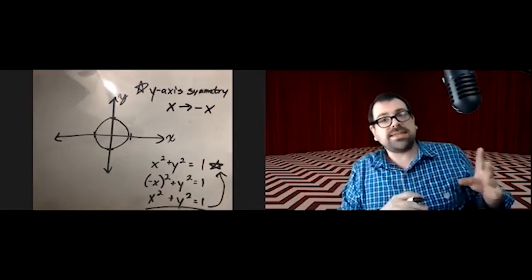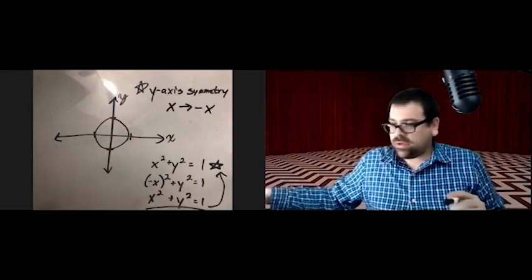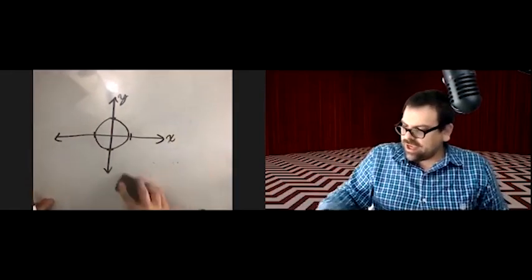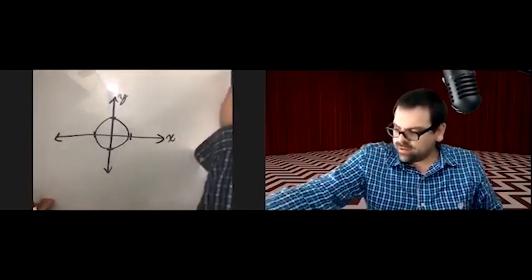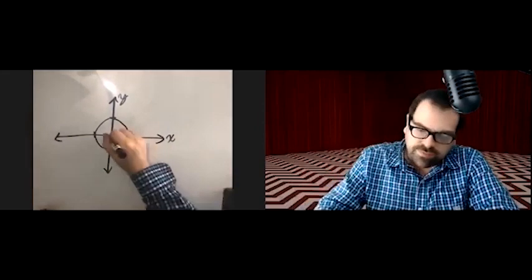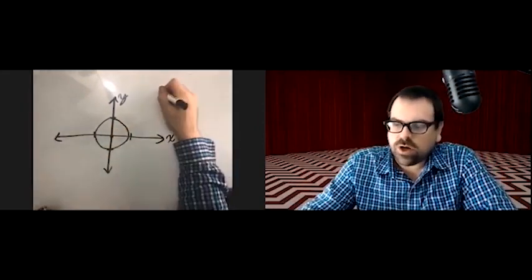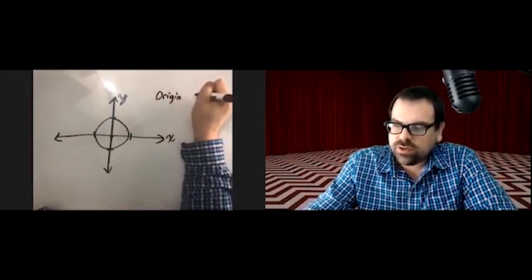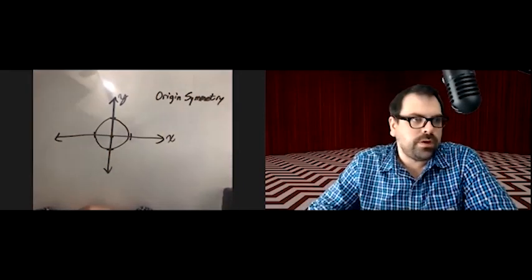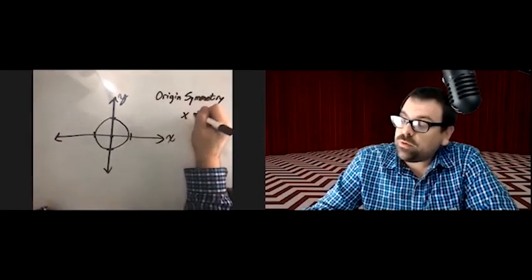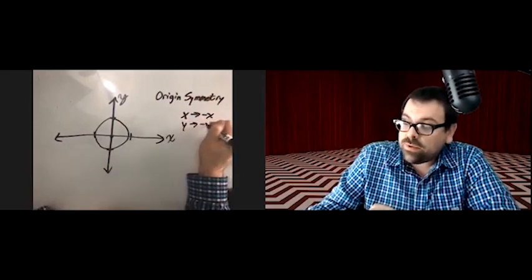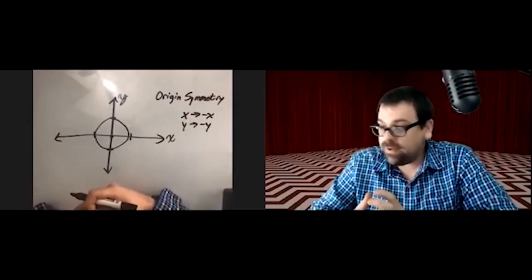So we talked about these two last time. There is a third type of symmetry. And you're thinking, well, there's only two axes. What else can we possibly be symmetric about? It's going to be this point right here. We're going to call it origin symmetry. And the test for origin symmetry is that we're going to replace both x with negative x and y with negative y, and we're going to get the same thing back.